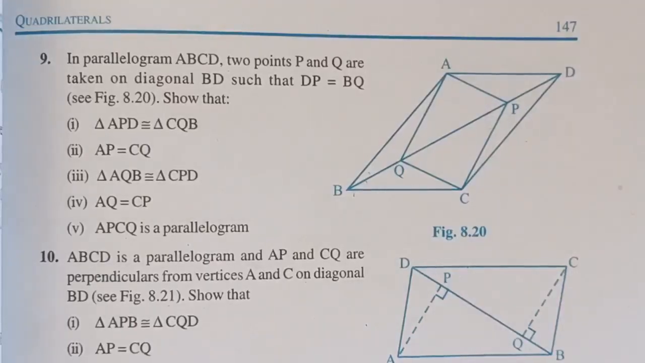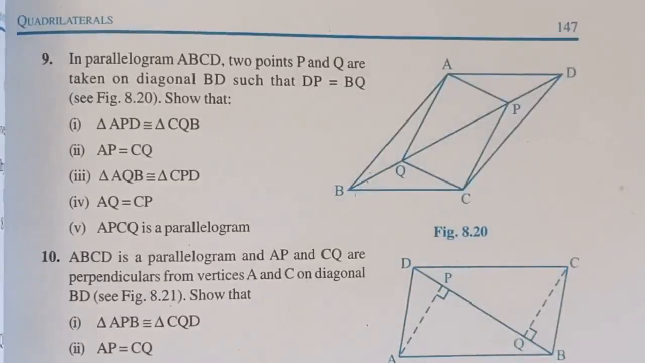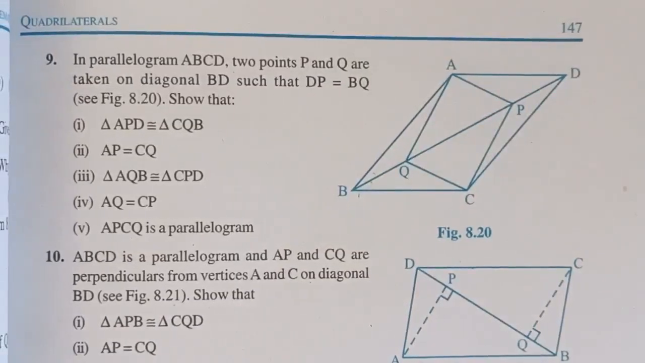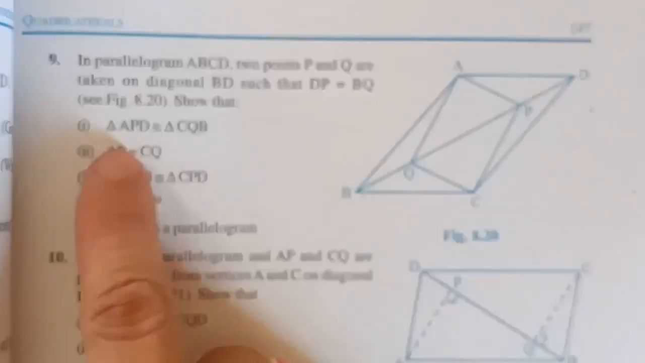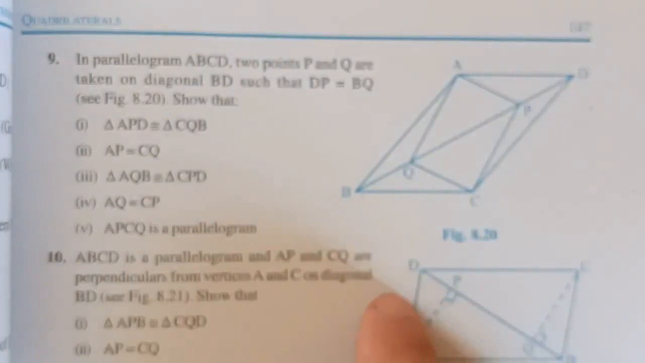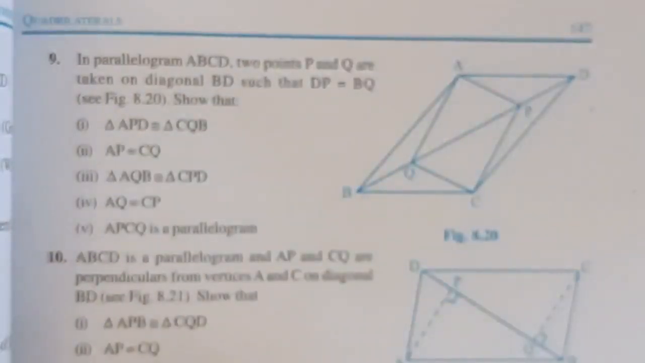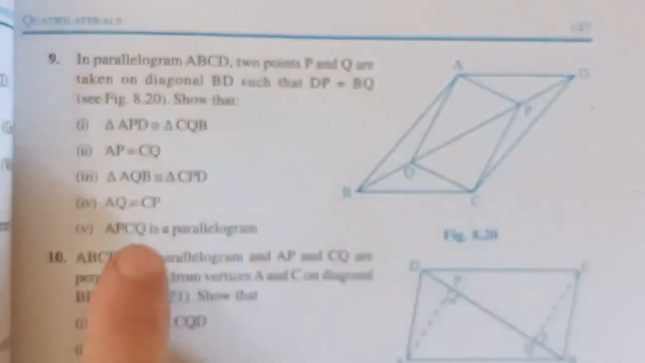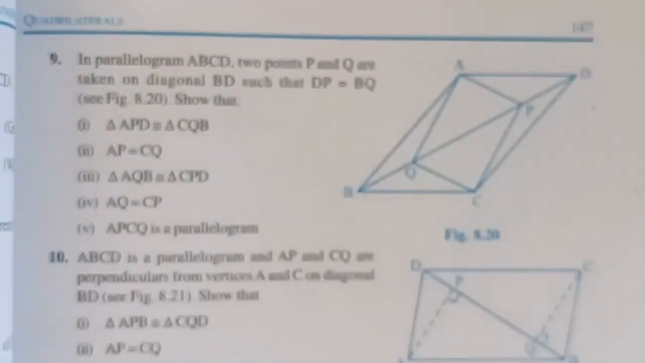Next, exercise 8.1, question number 9. In parallelogram ABCD, two points P and Q are taken on diagonal BD such that DP is equal to BQ. Then show that, one, triangle APD is congruent to triangle CQB; two, AP is equal to CQ; three, triangle AQB is congruent to triangle CDP; and in Roman number 4, we have to show that AQ is equal to CP; and last, Roman number 5, APCQ is a parallelogram.